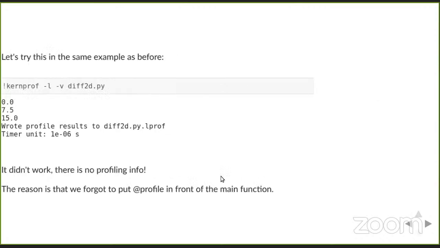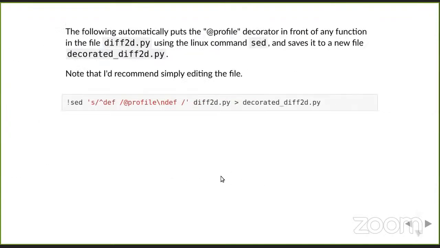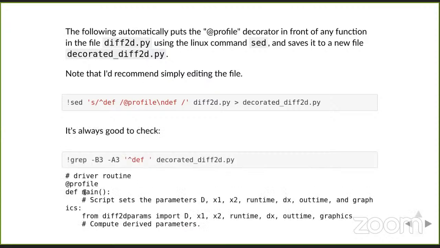And now, to automate things, there is a cell in the notebook that does this. It uses the sed command. Sed is a Linux command that is very powerful. It can replace bits and pieces in a file and put them in another file. So I've done that here, but really all you need to do is just open that file, diff2d.py, and put @profile in it. So once you've done that, instead of just def main, you would see @profile def main. Okay, that's the only difference with what was there before.